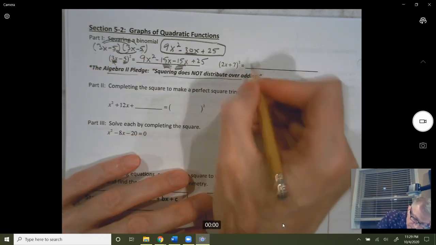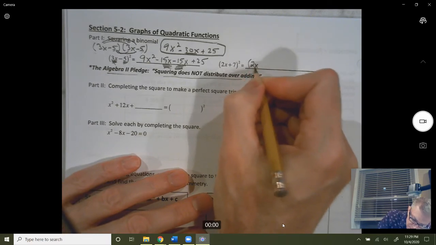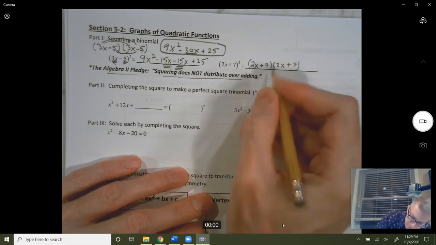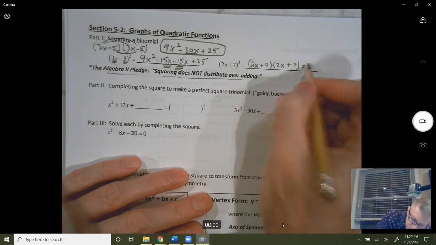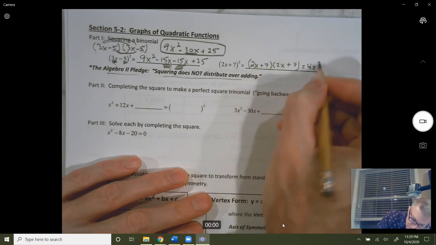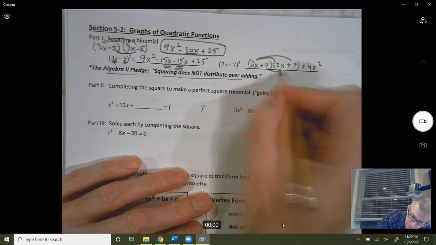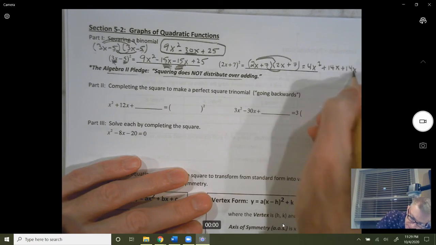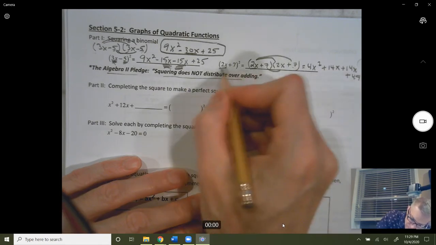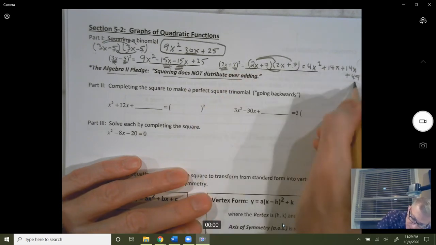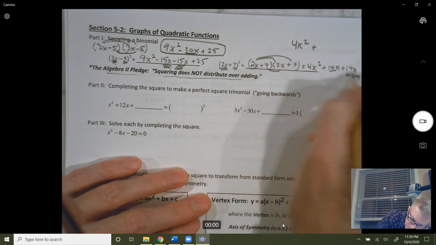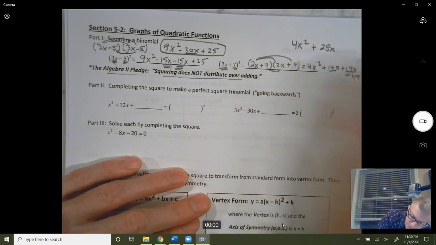Okay, so when we distribute this, 2x plus 7 and 2x plus 7, we get 4x squared. And the outers and the inners, we've got plus 14x, plus another 14x, and then plus 49. So the 2x, this first thing squared, was the first term. This thing squared was the last term. We have 4x squared plus 14x plus 14x, 28x, and plus 49.